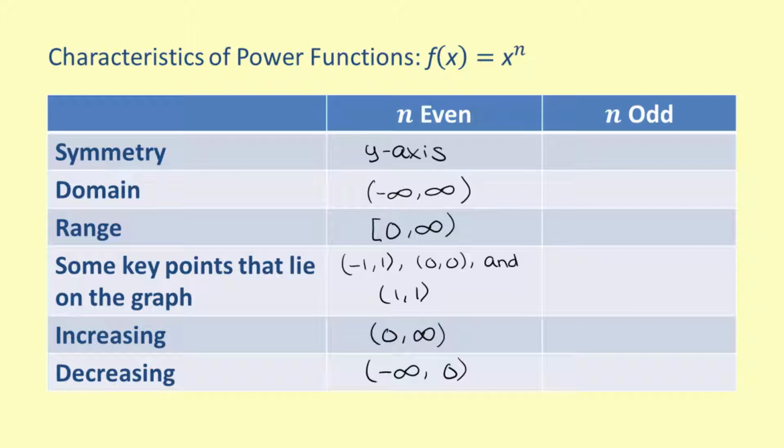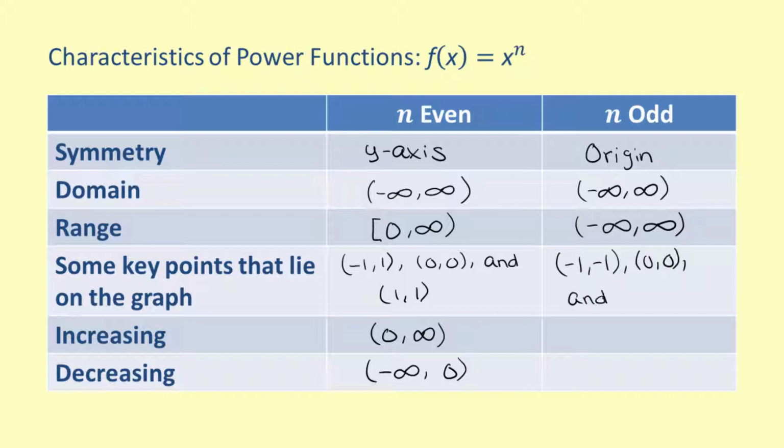Now, let's consider when n is odd. In this case, the graph is symmetric about the origin, and the domain and range are both all real numbers. So, we'll write negative infinity to infinity for both the domain and range. Some key points that lie on the graph are (-1, -1), (0, 0), and (1, 1). These points will always be on the graph because when we raise -1 to any odd power, we get -1. Similarly, when we raise 1 to any odd power, we will always get 1. As we said before, 0 raised to any positive power is 0.